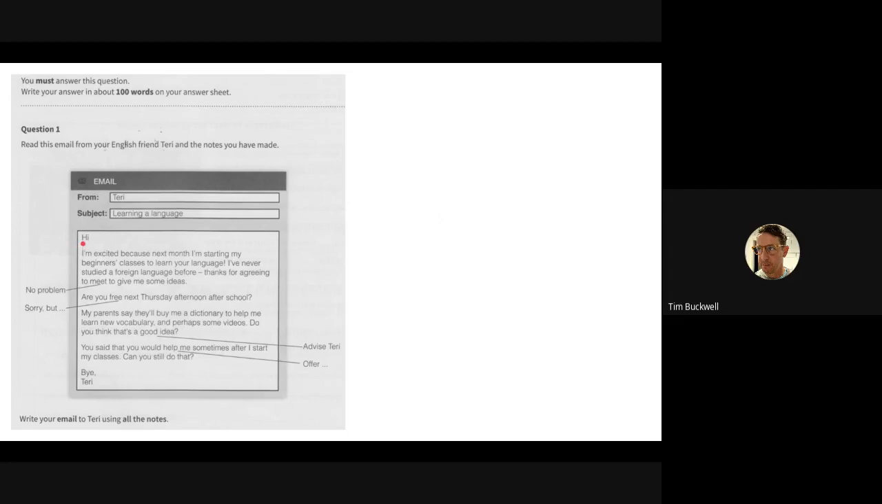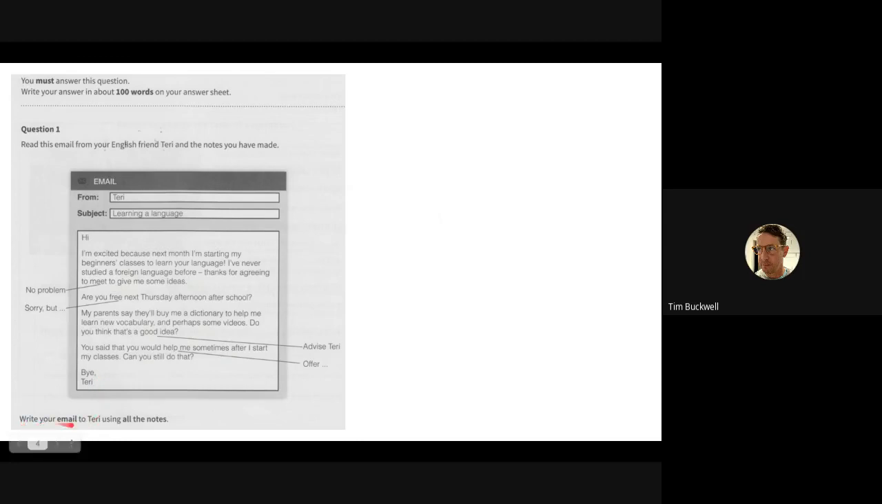He's writing to you. Hi. I'm excited because next month I'm starting my beginners class to learn your language. I've never studied a foreign language before. Thanks for agreeing to meet to give me some ideas. Are you free next Thursday afternoon after school? My parents say they'll buy me a dictionary to help me learn new vocabulary and perhaps some videos. Do you think that's a good idea? And then you said that you would help me sometimes after I start my classes. Can you still do that? Bye, Terry.